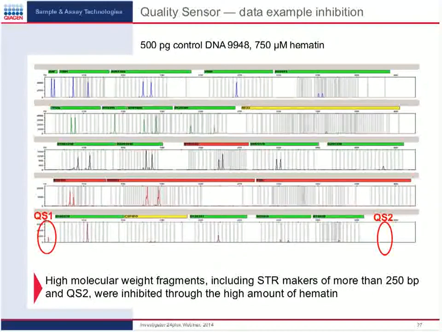Here's one example for an inhibited sample. We spiked 750 micromolar hematin into the PCR, and this is a typical electropherogram that you can see here. The peaks are going down from the beginning to the end, so you have low peaks in the STR regions. You can also see some split peaks. Quality sensor 1 is working fine, and quality sensor 2 is missing in this case.